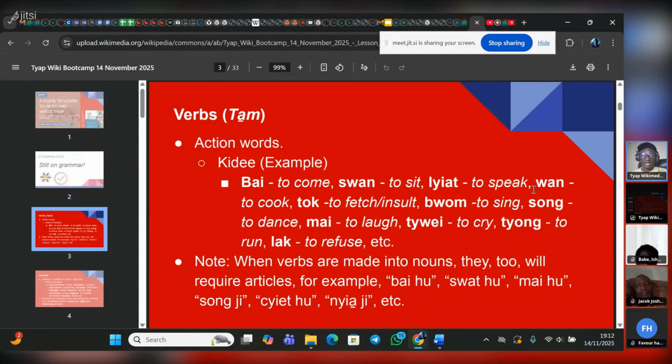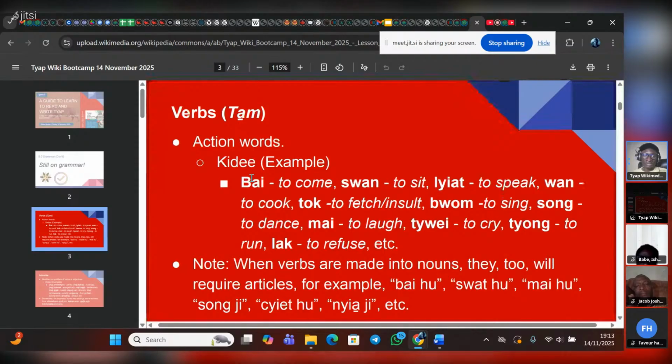So verbs are actually action words. Whatever words we use for action are just called verbs. And examples of verbs, we have kide. Kide in Tyap is an example, and the very first example of a verb in Tyap is the word we see here.